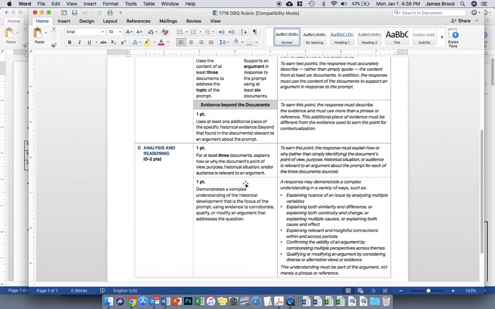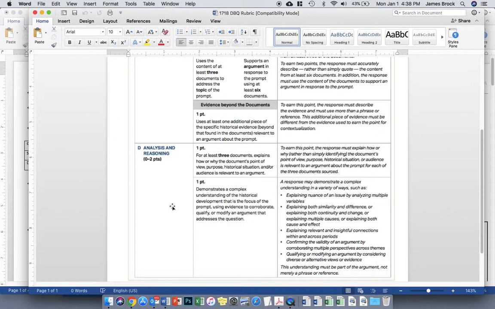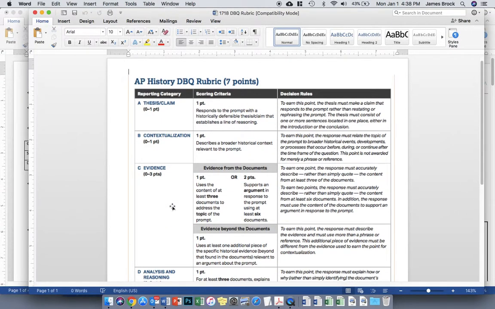So as far as our rubric goes, we've got how to get the major points. These are the points that you can kind of just knock off real quick. The first one is context, setting the stage. The second one is a thesis that answers the question. And the third one is outside information. So there we have 3 of the 7 points that you can really get in 3 sentences.